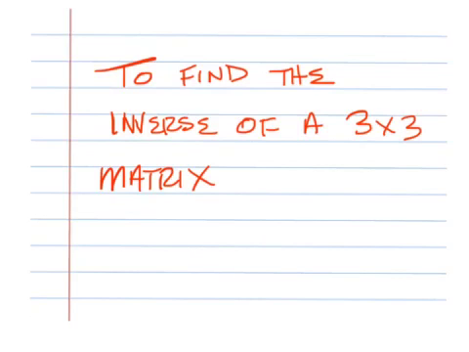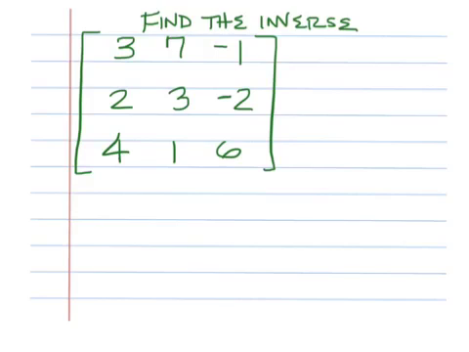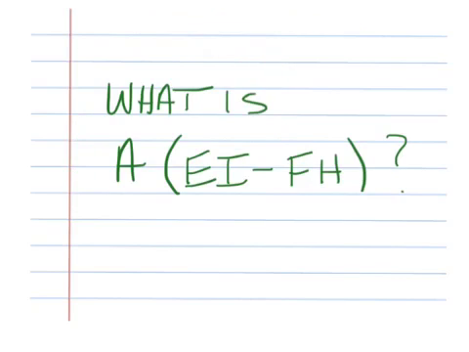Objectives for today. To find the inverse of a 3x3 matrix, which will be on your test on Friday, in addition to the determinant of a 2x2 and the inverse of a 2x2. Example 1. Find the inverse of this matrix. 3, 7, negative 1, 2, 3, negative 2, 4, 1, 6.